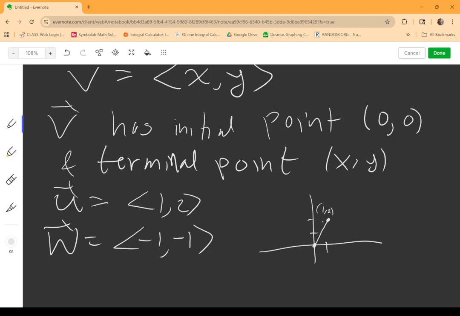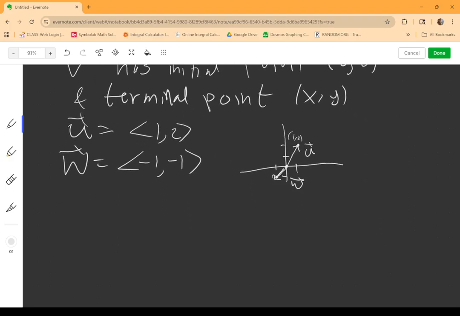Then the vector u is this vector here, and the vector w is this one here. That is the vector w. Okay, so when we write it in the component form, it is implied here that the initial point is 0, 0. In other words, that it is in standard position. Okay, so that's going to be very helpful to do calculations.